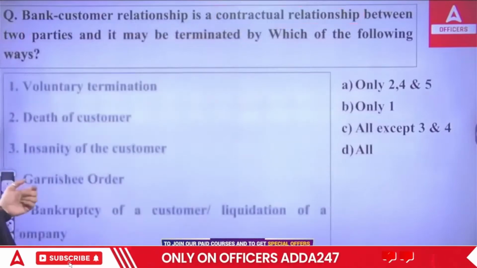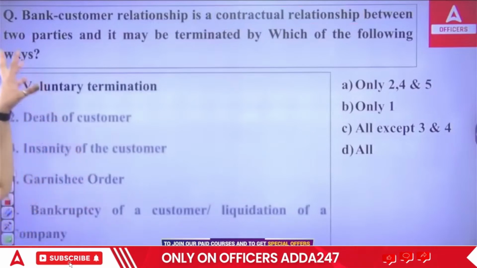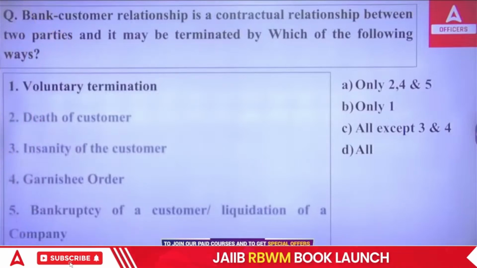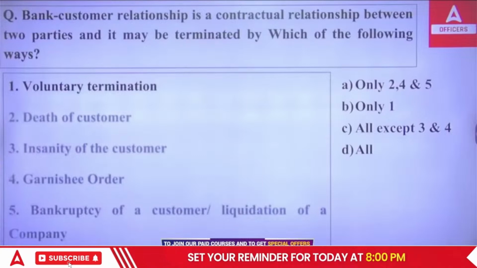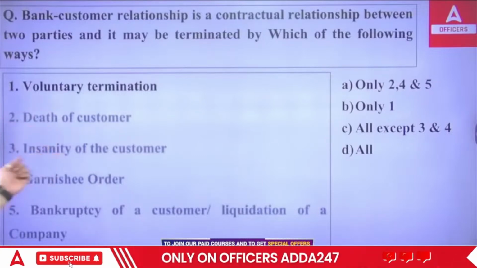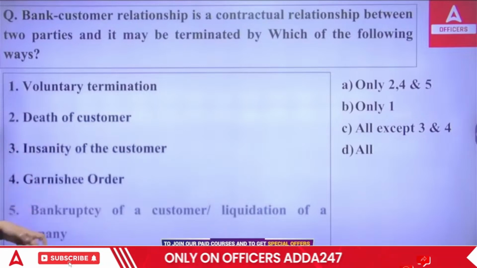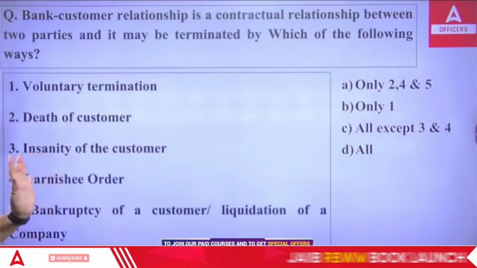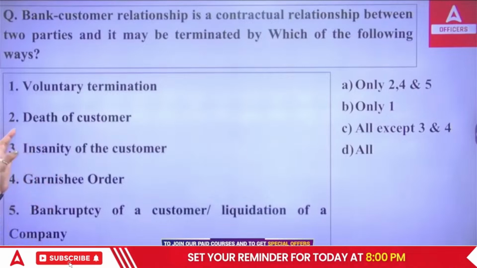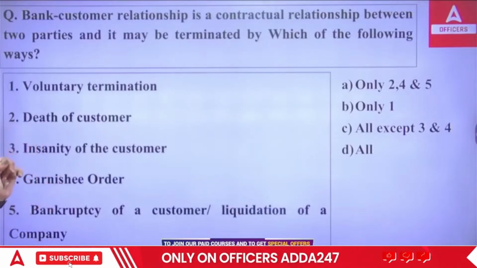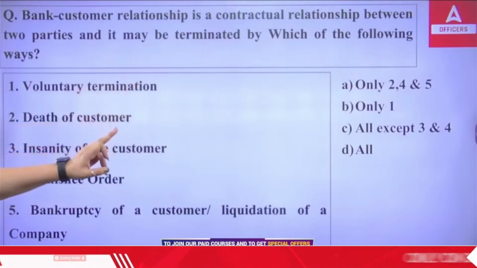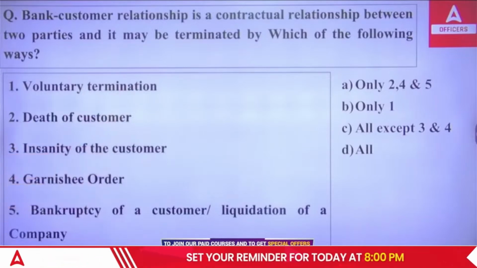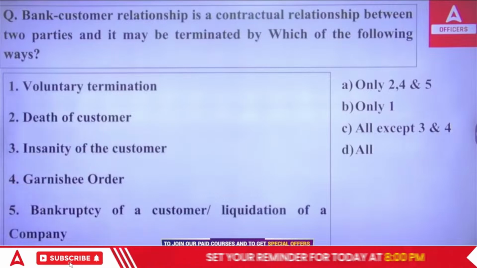If you want to terminate, the termination of the contractual relationship between a bank and a customer can be done in which condition? In which ways can it be done? So first we have voluntary termination, death of customer, insanity of the customer, garnish order, bankruptcy of a customer, liquidation of a company. So in which of the conditions will the termination of the contractual relationship between a bank and a customer be done? Only 2, 4 and 5; only 1; all except 3 and 4; all. Let me know which of the following is correct.